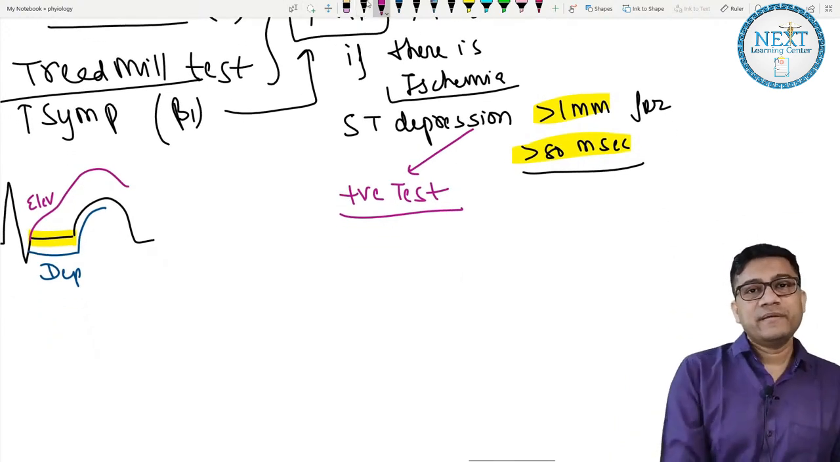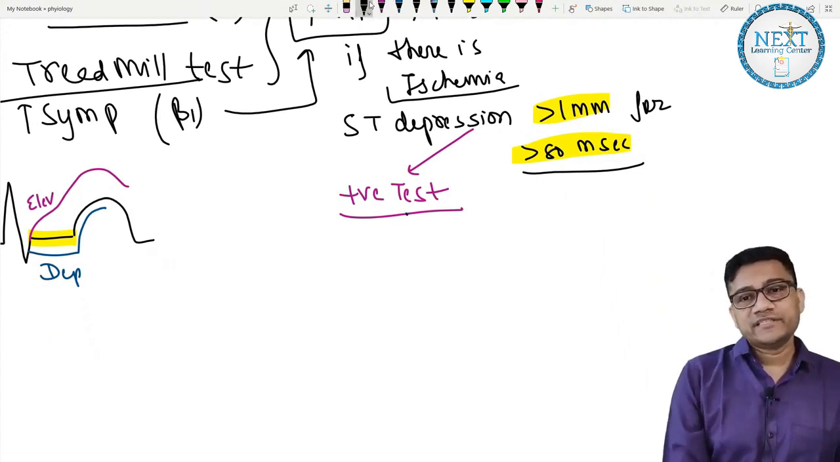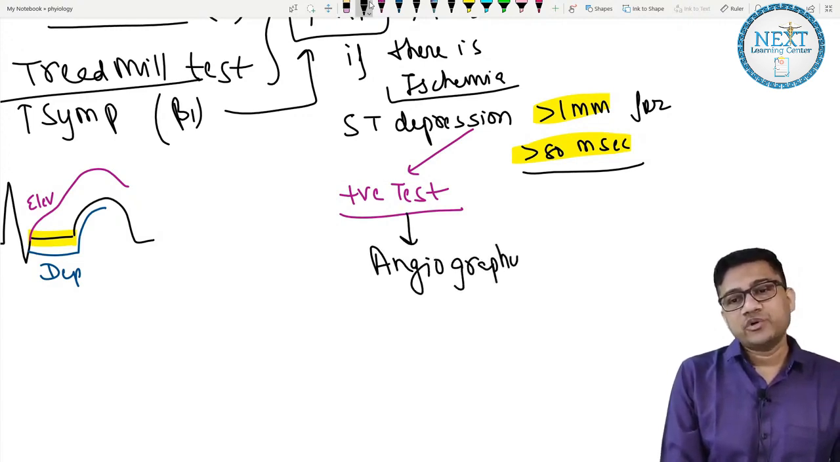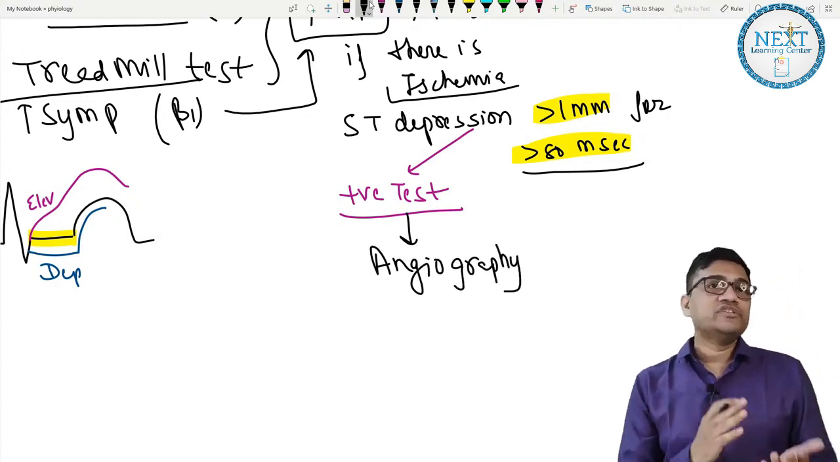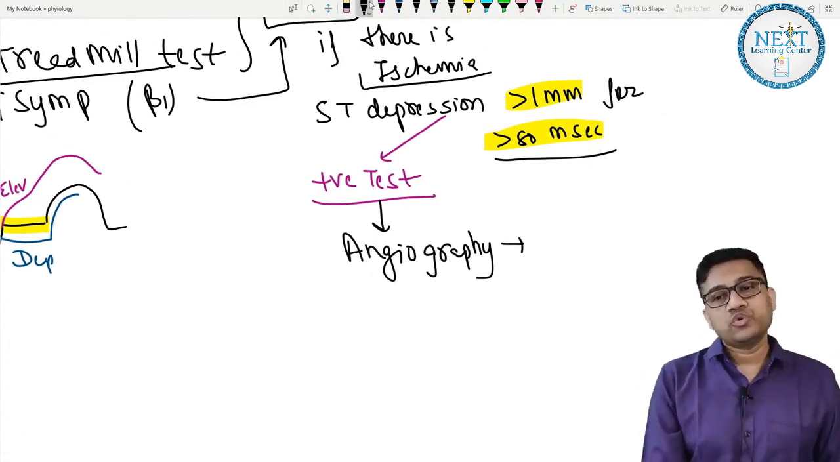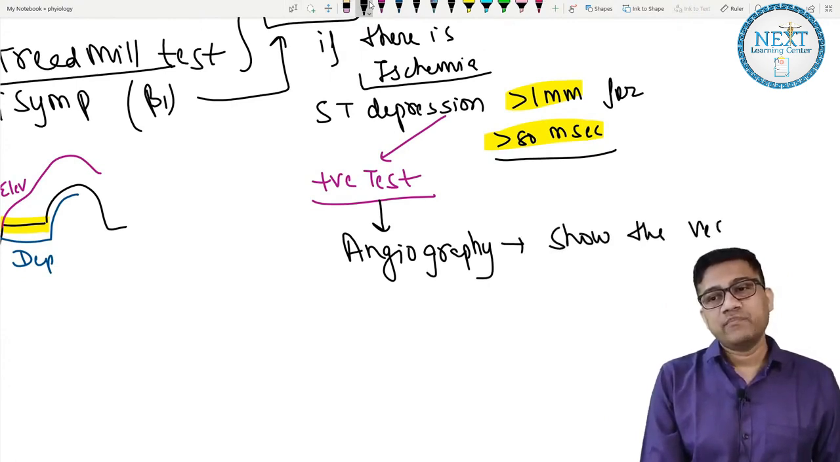So the next step, once there is CAD, is we will do angiography. By injecting a dye, what does the angiography do? It will give you which artery is blocked, how much is the block. So it will show the vessel block, triple vessel, single vessel, the amount of block, the extent of block, etc.